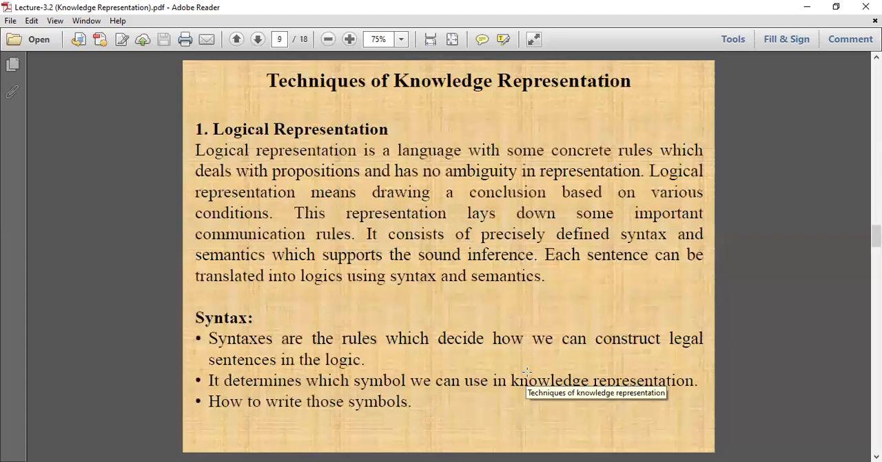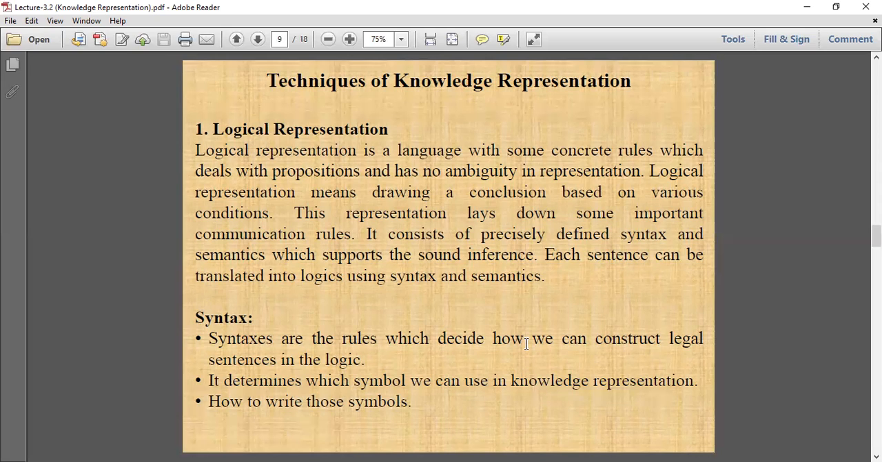Logical representation. Logical representation is a language with some concrete rules which deals with propositions and has no ambiguity in representation. Logical representation means drawing a conclusion based on various conditions. This representation lays down some important communication rules. It consists of precisely defined syntax and semantics which support sound inference.